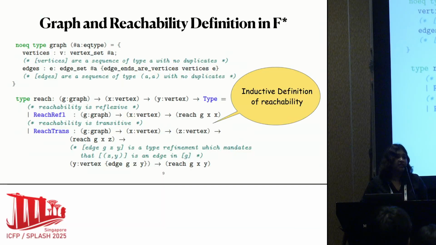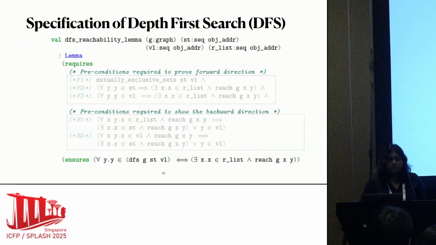Reachability is defined as an inductive predicate which takes a graph as input and two vertices, and it has two constructors: reach_refl and reach_trans. Reach_refl simply states that a vertex is reachable from itself, whereas reach_trans states that if there is an edge from z to y, and if z is reachable from x, then y is also reachable from x. And this is our specification for depth first search.